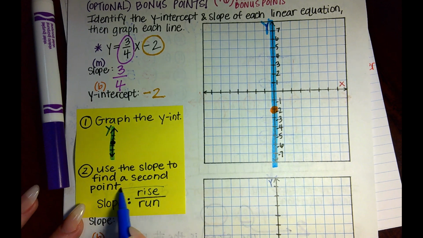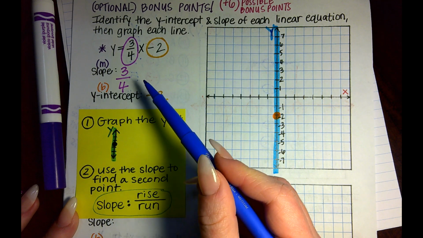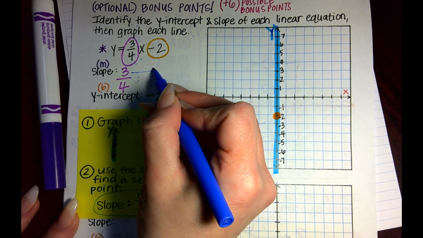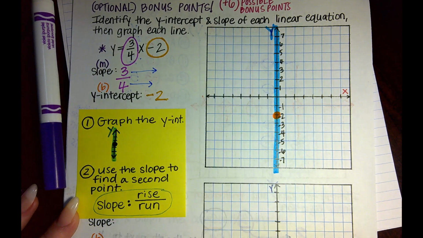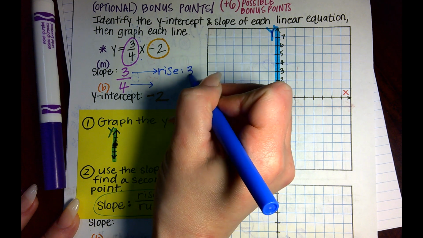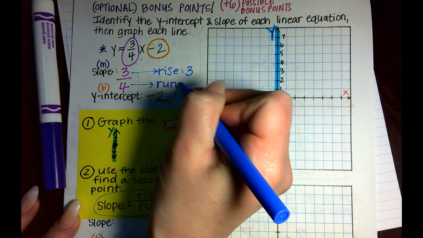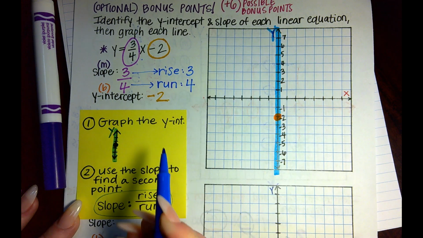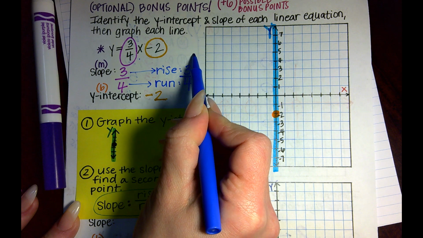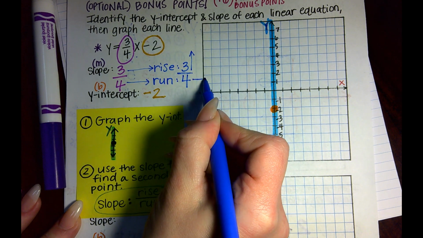If slope is rise over run, and on this problem my slope is 3 over 4, that means that my rise is 3 and my run is 4. Rise means go up, run means go over.